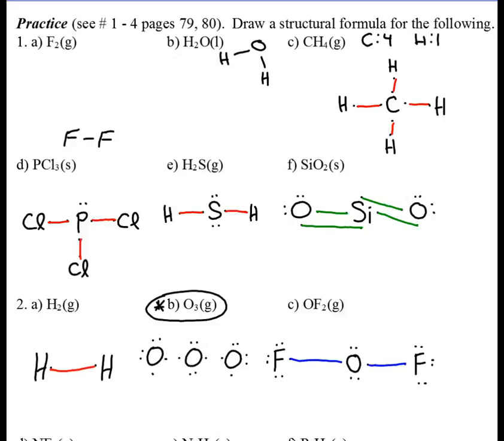Phosphorus trichloride has a central atom of phosphorus because of its bonding capacity of 3. Chlorine is 1. I'm not showing any peripheral non-bonded electrons on chlorine, and I'll just remove at this point the 2 non-bonded electrons on phosphorus.